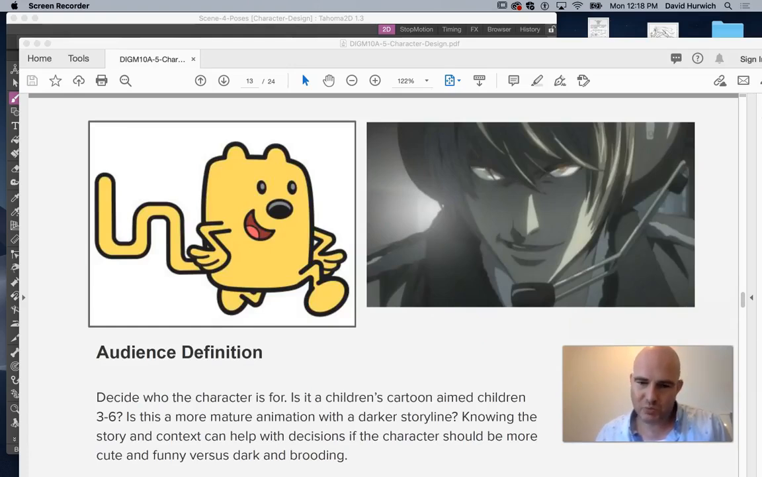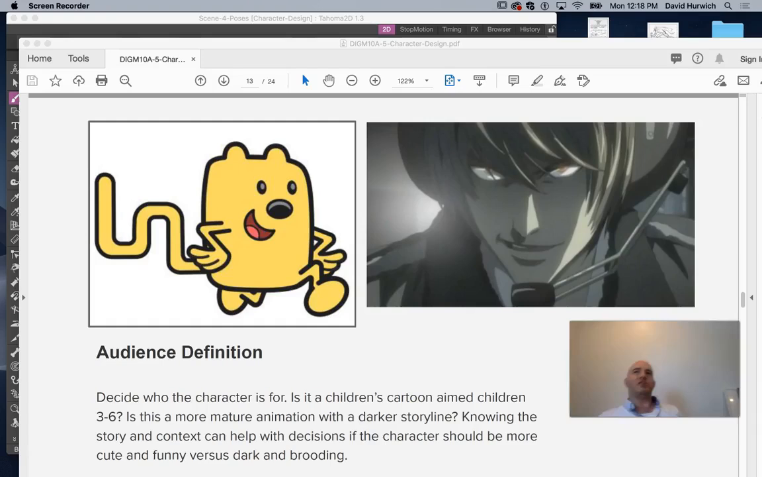Audience definition. This has a lot to do with what you plan to do with the character, and that relates to the story. But who is this character for? What age group? This is Wubbzy, and Wubbzy was designed for very young kids. So he's very playful, lots of bright colors, not overly complex in terms of design. There's not really texture here. Everything is very simple, very rounded and soft, right?